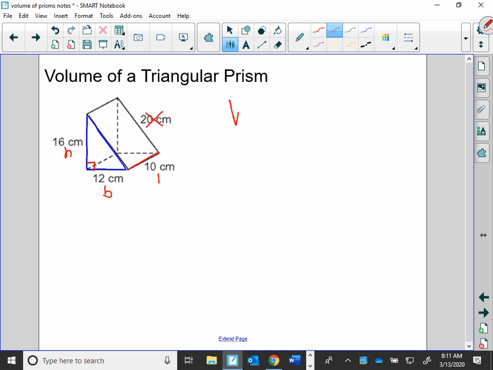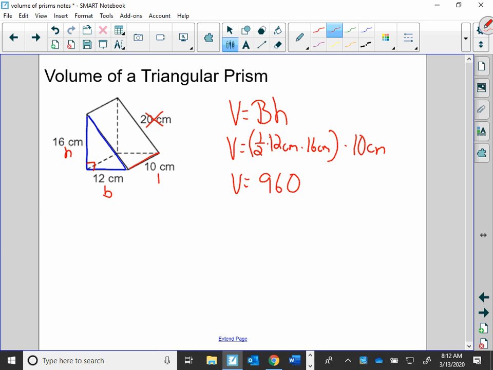So I'm going to write out my formula. Volume is equal to big B times height. The volume is equal to 1/2 times 12 centimeters times 16 centimeters. I put that in parentheses, so that's my big B, and then I'm going to multiply that by 10 centimeters. I'm going to get my calculator out. I'm going to type in 12 times 16 divided by 2 times 10, and I'm going to get a volume of 960 centimeters to the third power, which is cubed.